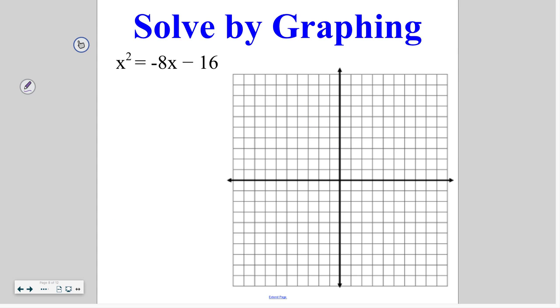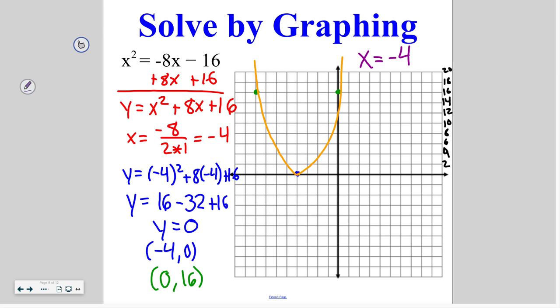Go ahead and try this one on your own. I added 8 and added 16 to the left side to keep those values positive. Finding our axis of symmetry, we get negative 4. Plugging that back in, we get an answer of 0 for y, so our vertex is at negative 4, 0. Our y-intercept is at 0, 16. As you can see, I renumbered up the side. Symmetry point is at negative 8, 16. And then when we are looking for that solution, we are looking for the one place that it hits the x-axis, and that is at x is equal to negative 4.